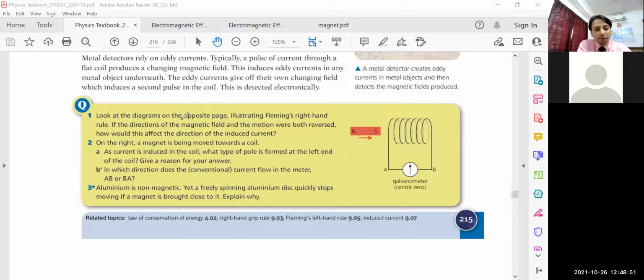Look at the diagram on the opposite page. I will go to the opposite page, but before that, Fleming's right-hand rule. If the direction of magnetic field and the motion, they have changed the two factors. Magnetic field is changed, motion of the wire changed. What would be the change in the direction of current?